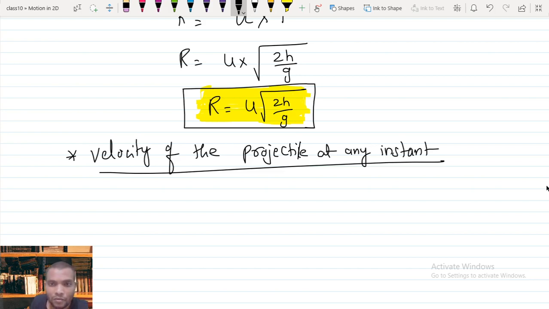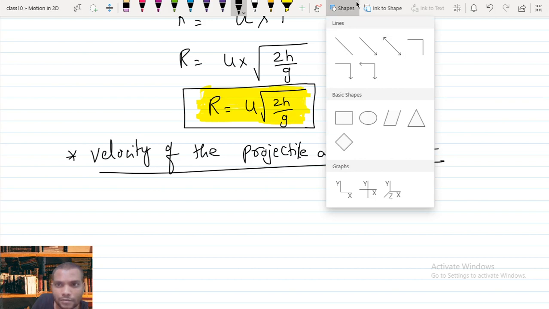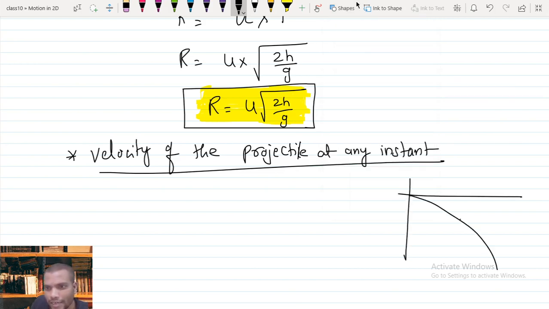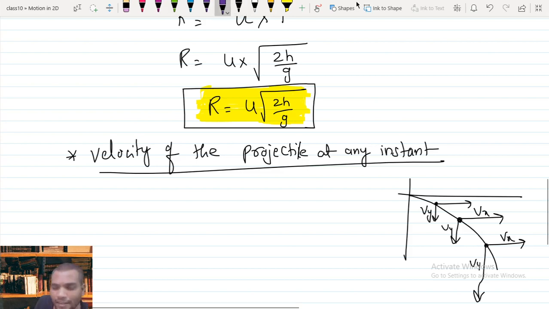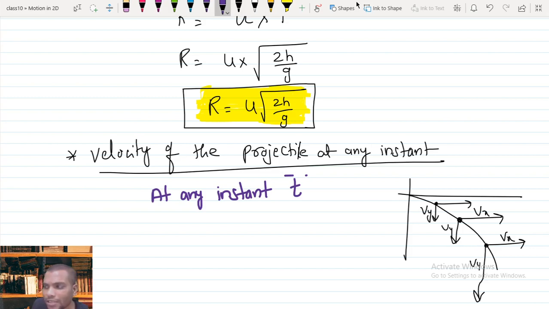How can we get that? We know that in 2 dimensions the velocity is resolved into 2 components. Suppose this is projectile motion. If you take the velocity at any point, it is resolved into 2 components, a horizontal component and a vertical component. There is a change in the vertical component, but the horizontal component remains constant. Throughout the projectile motion, the horizontal component remains constant, but the vertical component is changing. So at any instant, I consider a point P. At that point P, at any instant of time, the velocity v has two rectangular components.